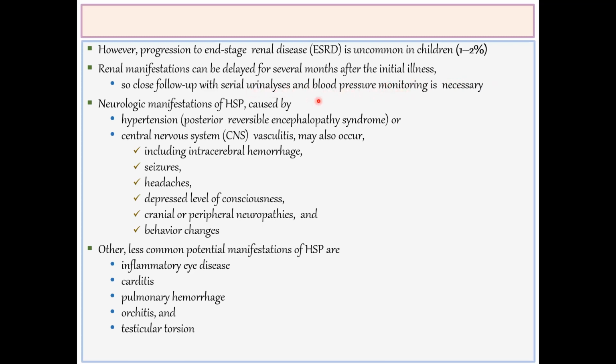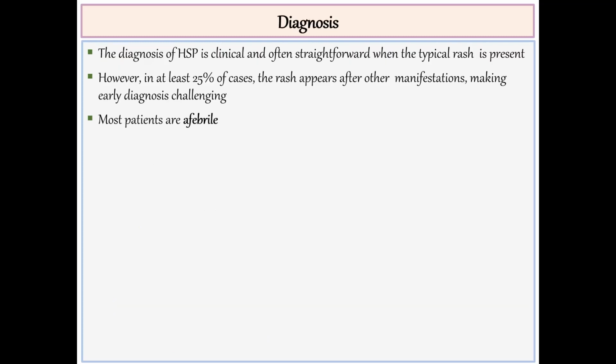Neurologic manifestations, caused by hypertension, posterior reversible encephalopathy syndrome, or central nervous system, CNS, vasculitis, may also occur, including intracerebral hemorrhage, seizures, headaches, depressed level of consciousness, cranial or peripheral neuropathies, and behavior changes. Other, less common potential manifestations are inflammatory eye disease, carditis, pulmonary hemorrhage, orchitis, and testicular torsion.